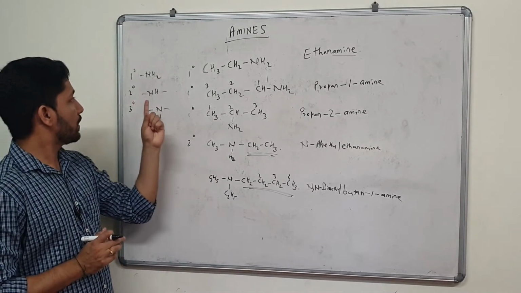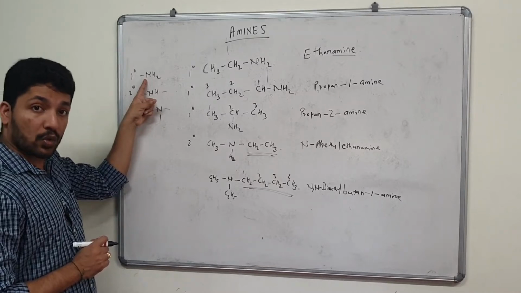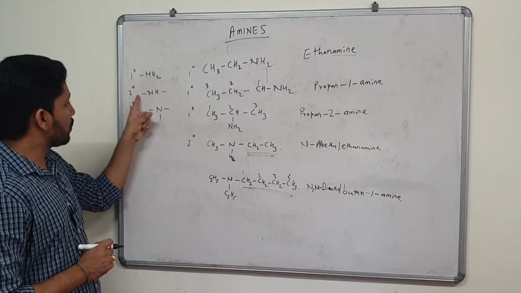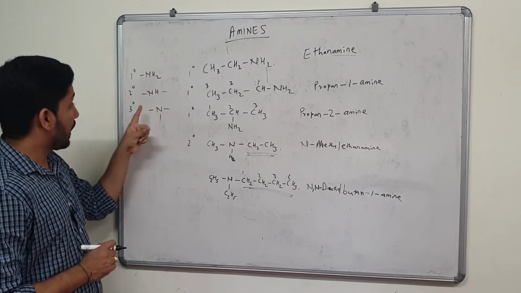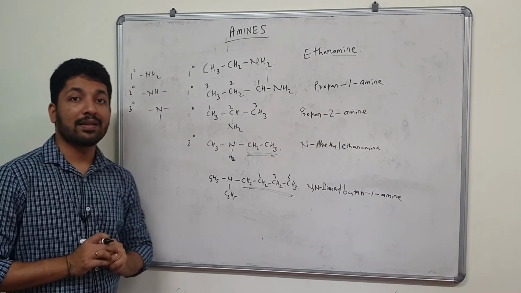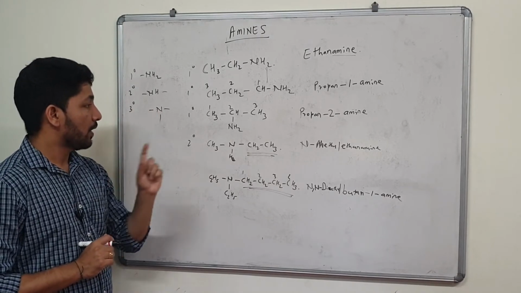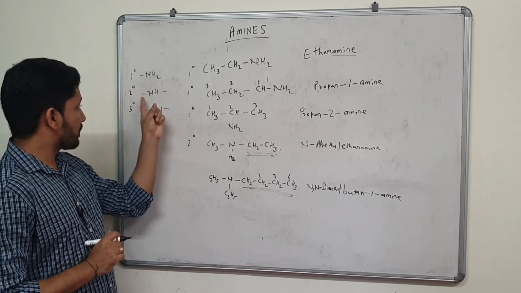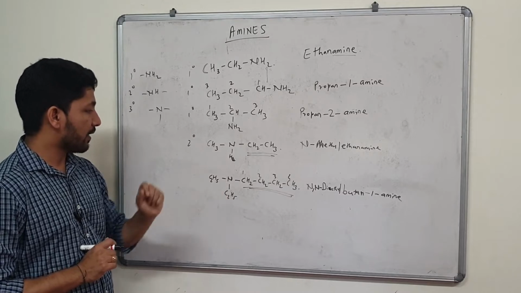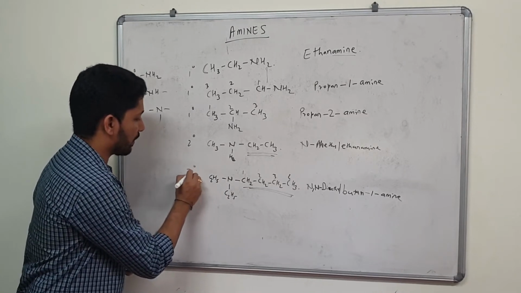So we saw in the first class that a primary amine is attached by an NH2 group, a secondary amine has 2 groups attached to NH, and a tertiary amine has 3 groups attached to a single nitrogen without any hydrogen. So there is no hydrogen over here, okay. If you want an example of a secondary amine, this is the example of a secondary amine, and this is the example of a tertiary amine, okay.